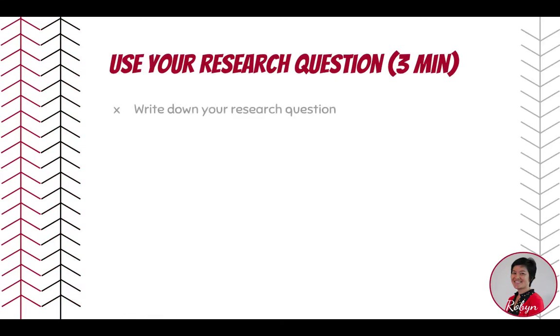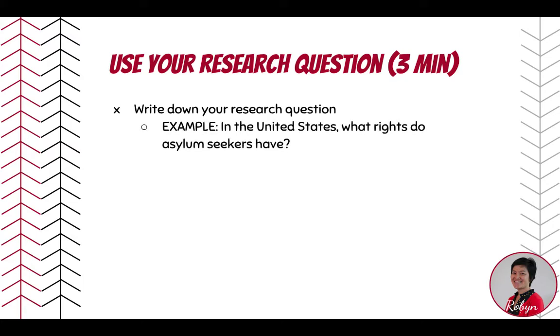For this activity, first write your research question down. If your research question changed from when you first started your research, that's fine. If you're not sure what your research question is, think about what you were trying to find out through your research. So my research question, for example, is, in the United States, what rights do asylum seekers have?